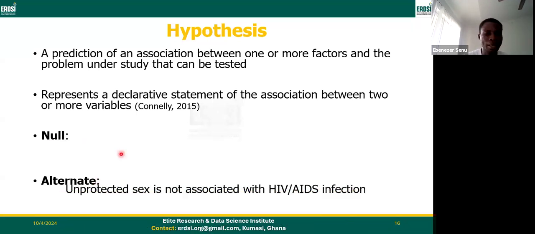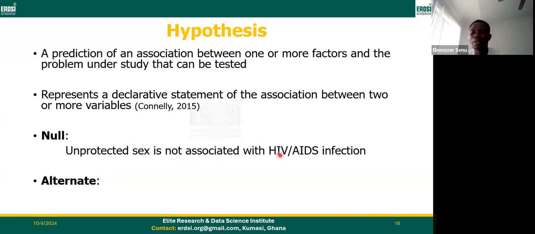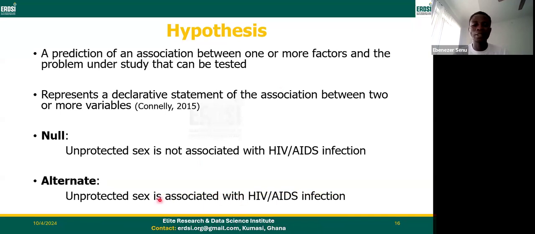A typical example is unprotected sex is not associated with HIV. So here we can say unprotected sex is not associated with candidiasis infection. We don't know. Before COVID came, we didn't know if someone is having a high body temperature, the person has COVID. So we don't neglect it. Until someone said, if the body temperature is high, it's COVID. Then we went for the alternate. We now accepted that, oh, high body temperature is associated with COVID infection. That's just the difference between the null and the alternate. There is that opposite.